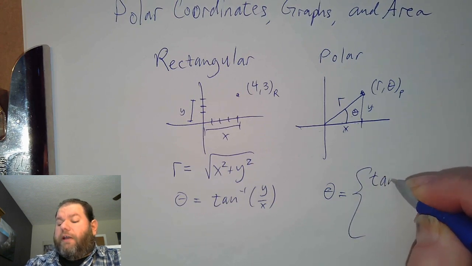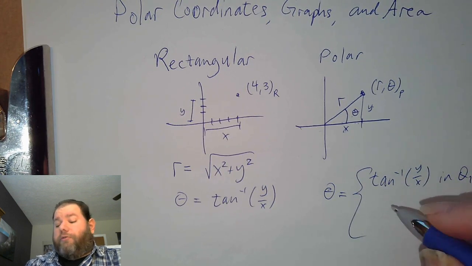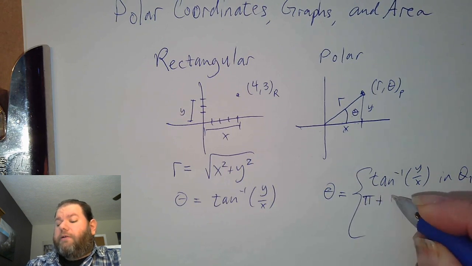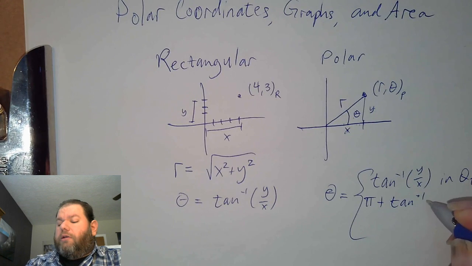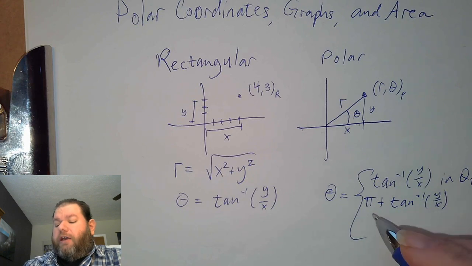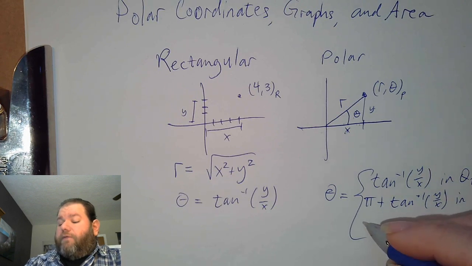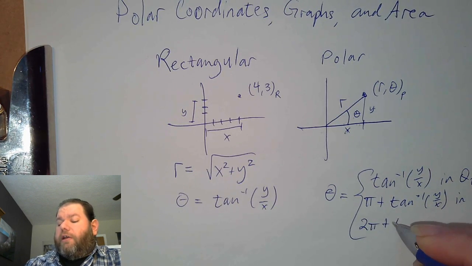It's equal to inverse tangent of y over x if we're in quadrant 1. But if we're in quadrant 2 or 3, we have to add pi. Normally we'll write theta as a measure in radians. We could use degrees, but radians works because now we can use it in other applications after we get a value. And then if we happen to be in quadrant 4, then we need to add 2 pi to that inverse tangent value.